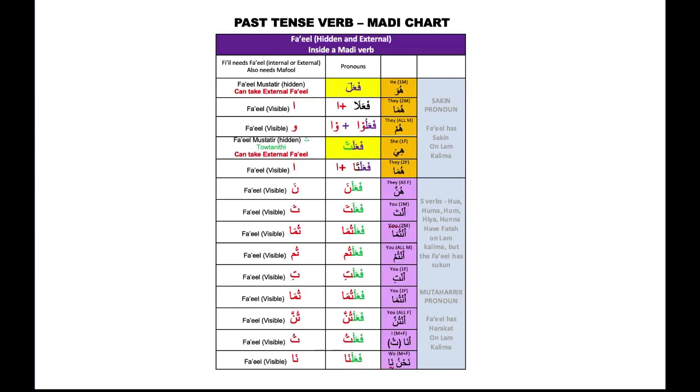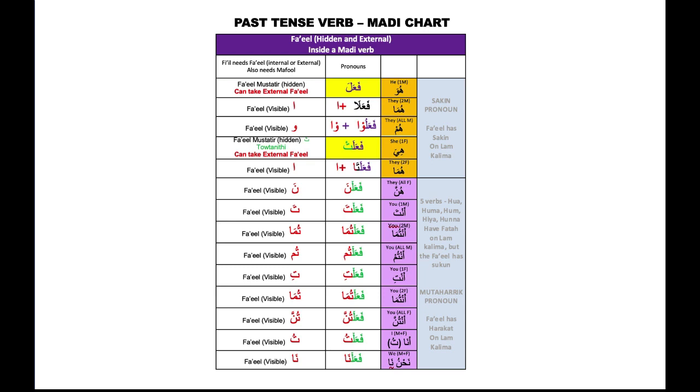We have studied earlier that fa'il can be hidden or fa'il can be external. And when does the external fa'il appear? Only on 2 occasions in past tense madi verb. Only with 2 verbs, and they are huwa or hiya. He singular male or she singular female. In these two fi'l madi, the external fa'il might come after the verb. It could be immediately after the verb or after a few words within the sentence.